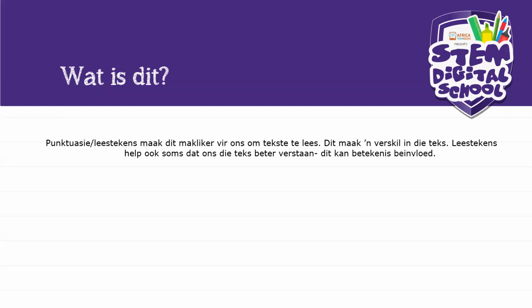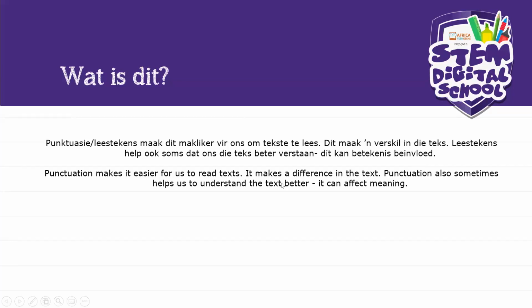So guys, it is important to know then how punctuation works. It also makes a difference in the text, as I said now, and it helps us to understand the text better, so that leestekens help ons om die teks beter te verstaan, and it can also have an influence on the meaning of the text, but we'll get there. Okay, so punctuation makes it easier for us to read text. It makes a difference in the text.